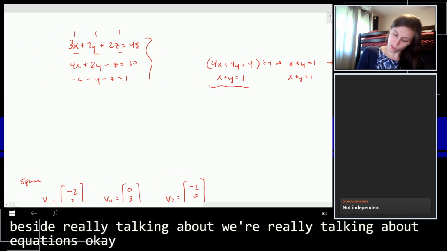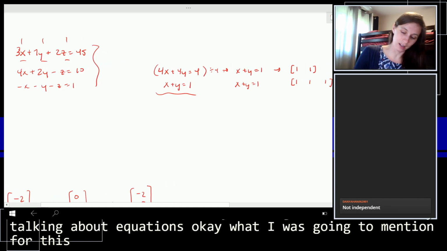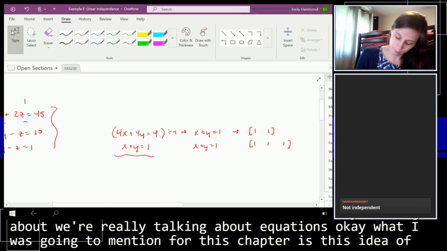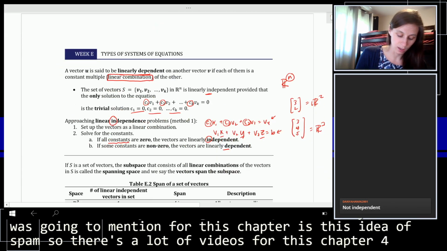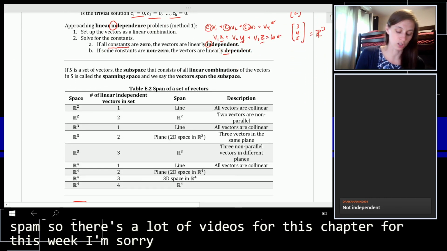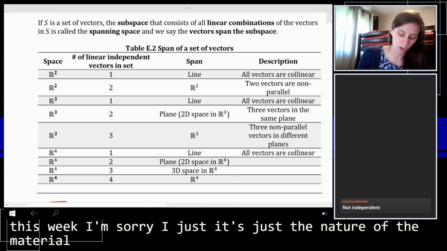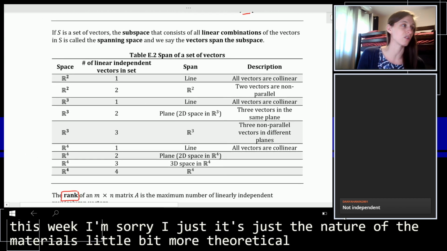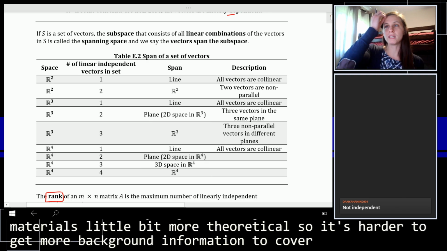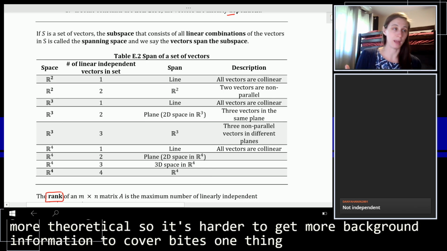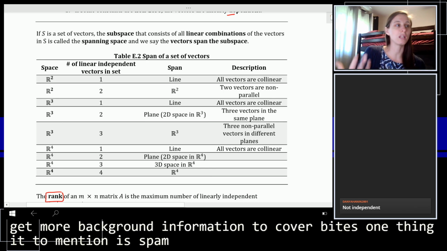Okay, one other thing to mention for this chapter is this idea of span. There's a lot of videos for this week. I'm sorry, it's just the nature of the material. It's a little bit more theoretical, so there's a lot more background information to cover. But one thing to mention is span. So like I said, we're a little bit more theoretical.